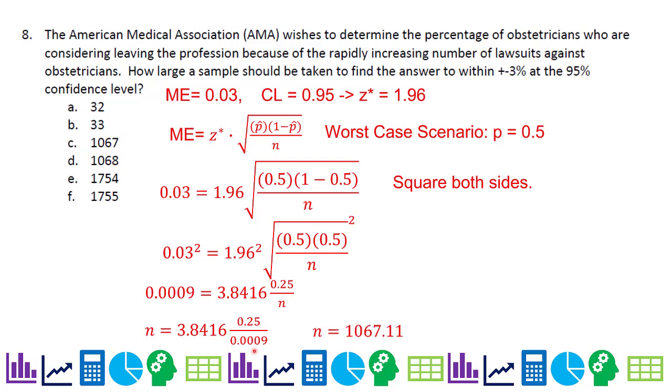Now you might be tempted to say, oh, it's C. Well, if I have 1067, this margin of error is going to be a teensy bit bigger than 3%. And I want it to be 3% or slightly less. So I need to always round up. I need to use 1068.